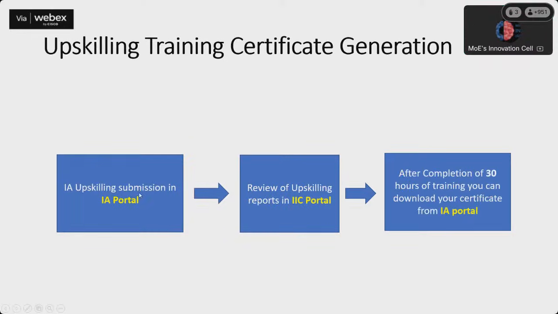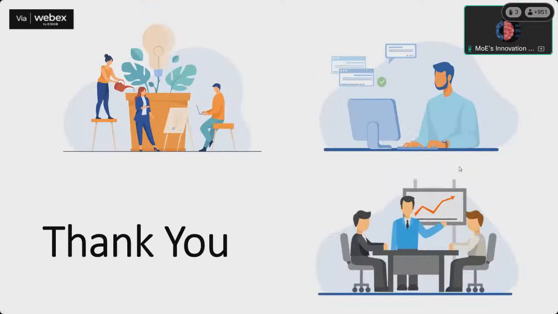Upskilling training certificate generation is the same process. The innovation ambassador will complete the upskilling training session. Once it is completed, they can submit the report in the innovation ambassador portal itself. The review and completion of all will be in the IIC portal. After completion of 30-hour training, you can download the certificate in the innovation ambassador portal. So this is from my side. Thank you.